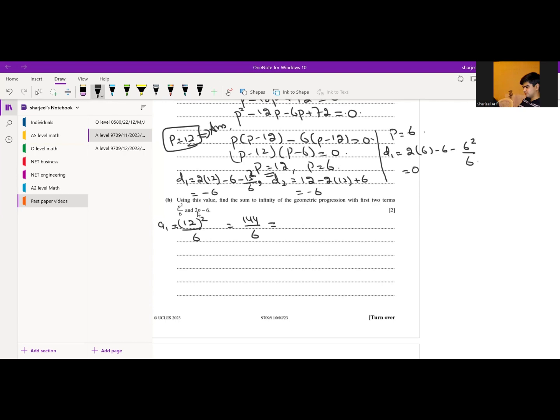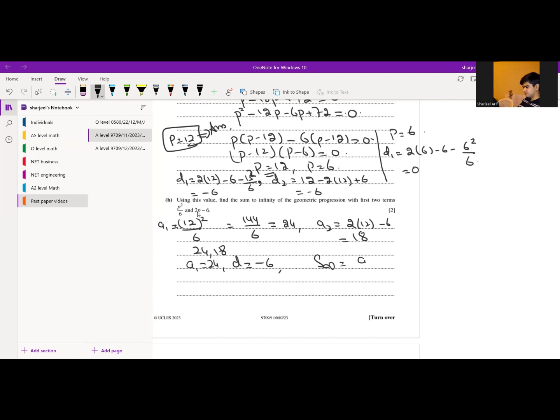And your answer will be 24. And for the second term, substitute 12 here, you will get 18. So the first term is 24, the second term is 18. We have A1 equal to 24. Common difference was minus 6.